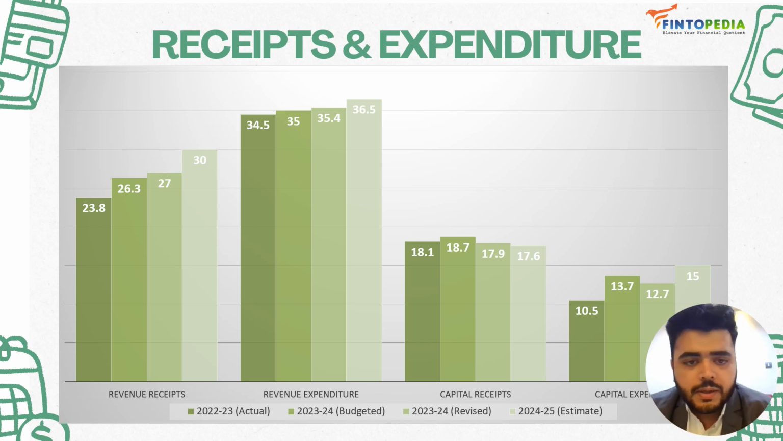So this clearly shows that every year our revenue receipts are rising, meaning the taxes are rising, meaning the country is improving. Revenue expenditure again shows the government intends to spend a lot more. Capital receipts are more or less the same as compared to the estimate, and capital expenditure is of course on the rise in the case of developing economies.